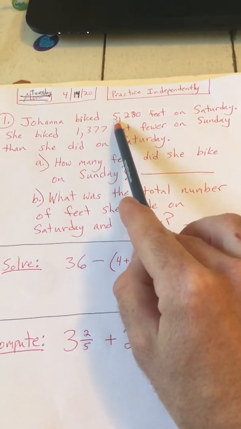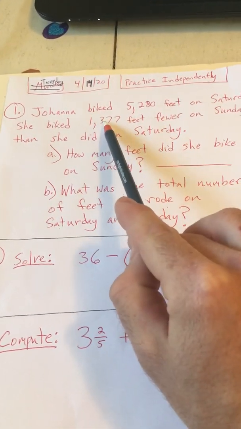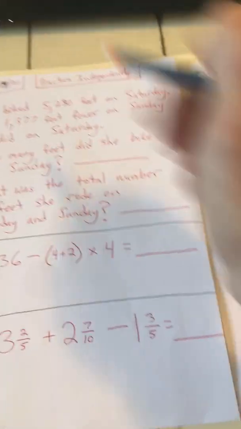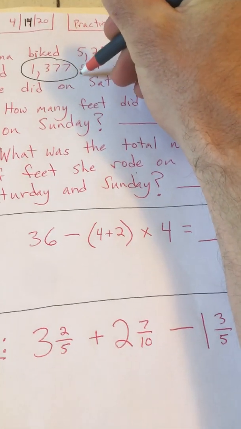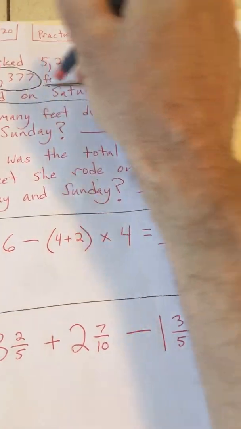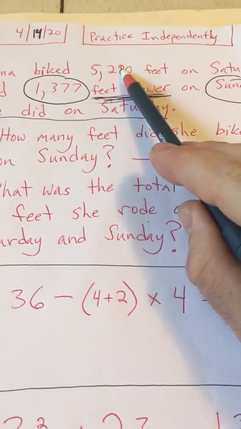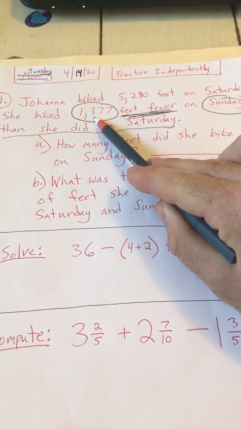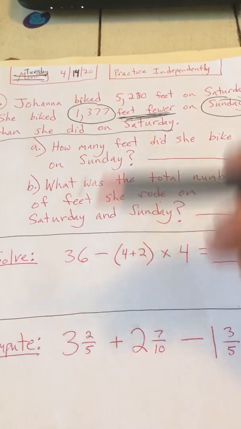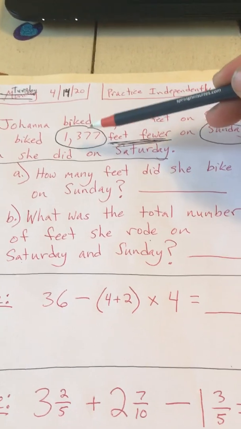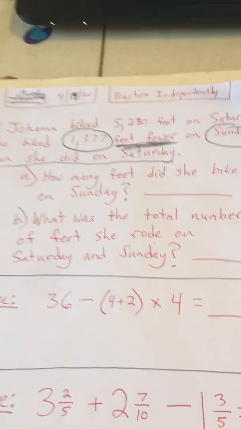Johanna biked 5,280 feet on Saturday. She biked 1,377 feet fewer on Sunday than she did on Saturday. So it didn't say that she biked that many feet. She biked that many feet fewer on Sunday than she did on Saturday. So if we took her Saturday amount, 5,280, it says that on Sunday she biked 1,377 feet fewer or less feet than she did on Saturday. So we're going to start with 5,280. That's how many feet she did on Saturday. And then she biked 1,377 fewer feet on Sunday.